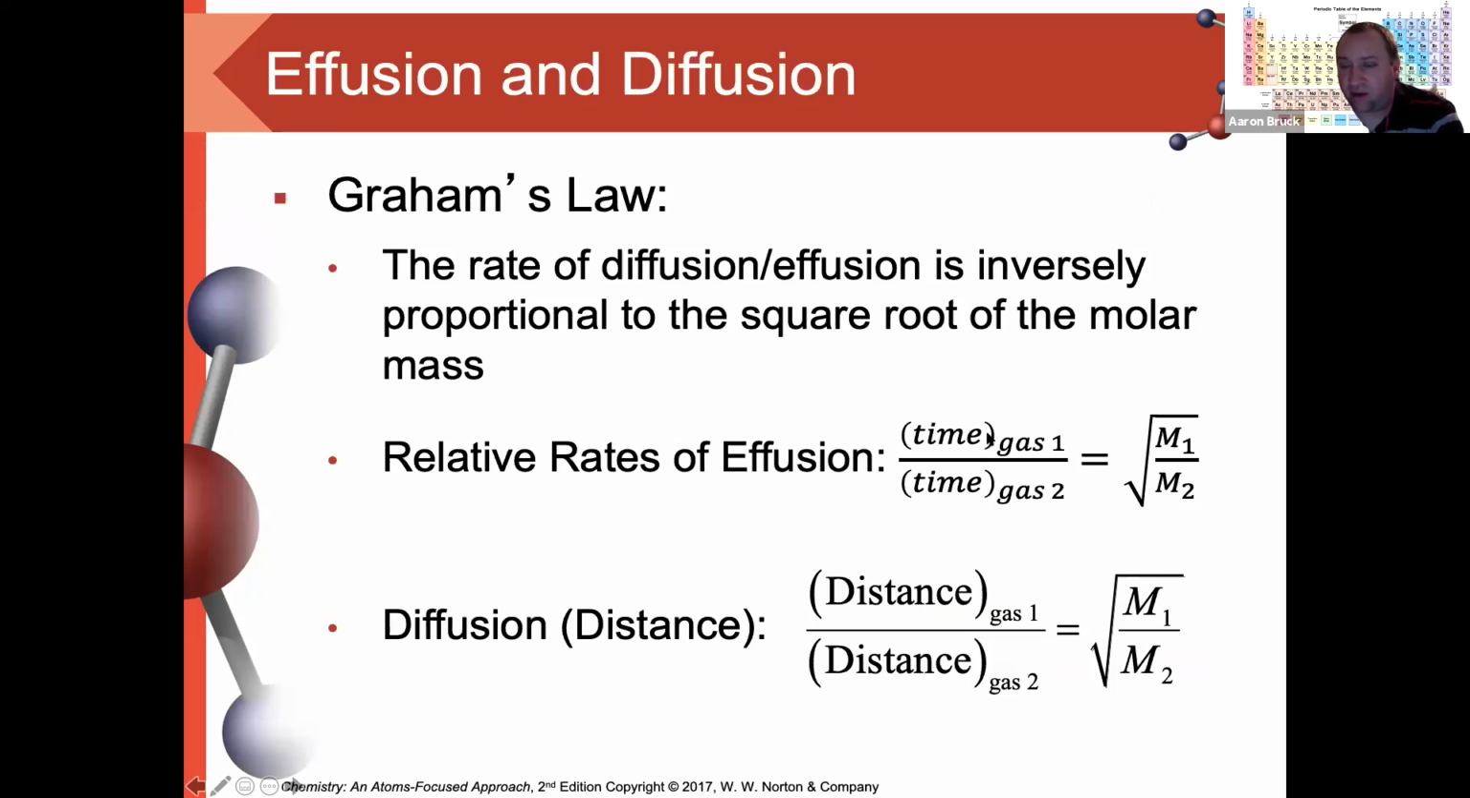Well, the ratio of the times it takes is going to be equal to the ratio of masses, with the square root. And so if gas 1 is half of the mass, then it would take the square root of 2's time. It would take 1 over the square root of 2 times as long as the second gas would.